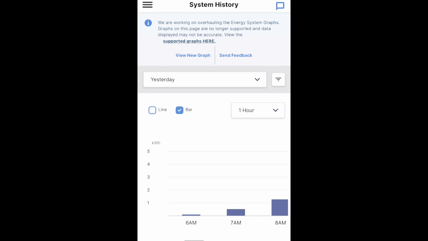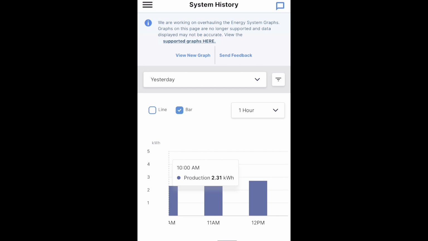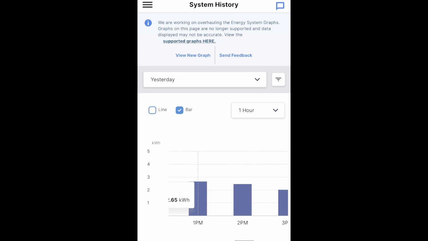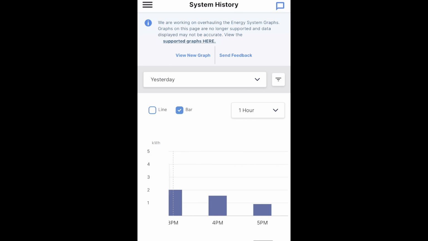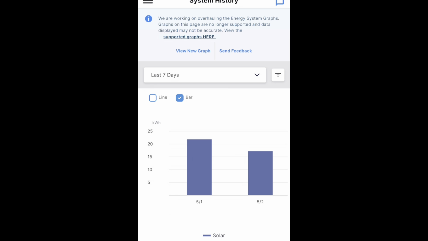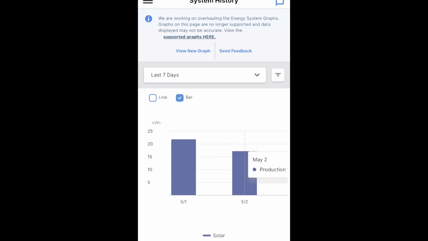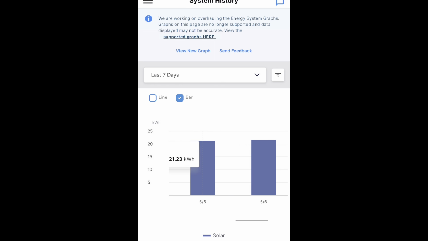As you can see on this graph, every single hour we are producing some energy on that particular day. You can see this one per day, per week, per month, per year. The application is a good visual for you to be able to see how much you are really producing in a day, in a month, and a year.